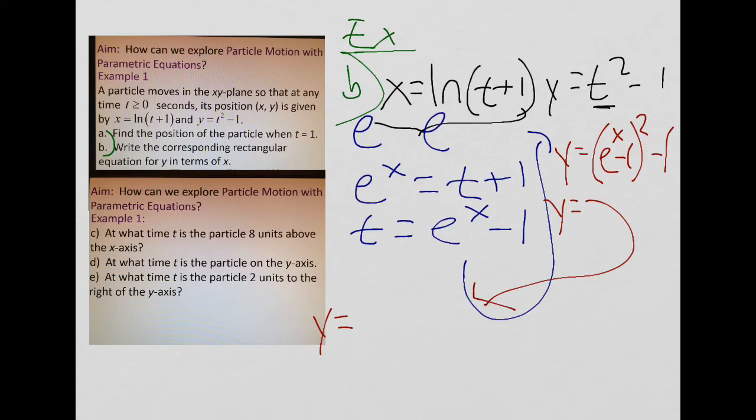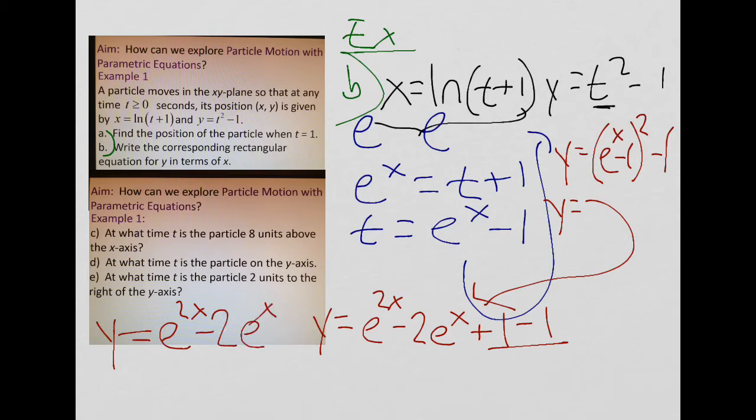So e to the x times e to the x is e to the 2x. And your outer and inner terms are the same. So this is a negative 2e to the x, and negative 1 times negative 1 is positive 1. So this becomes 0, and we're left with a final answer that y is the exponential equation e to the 2x minus 2e to the x. Beautiful.